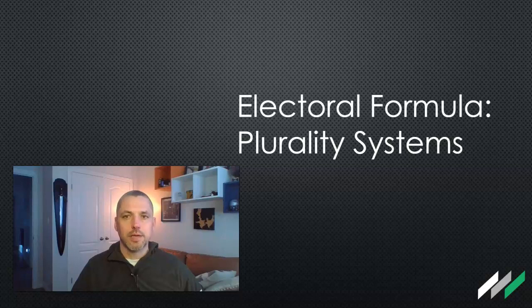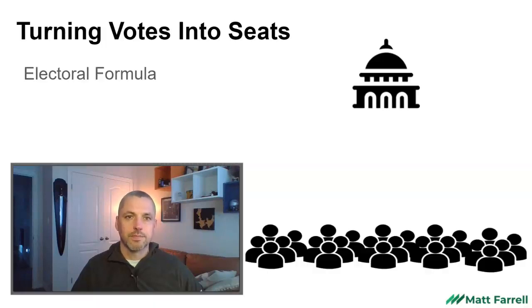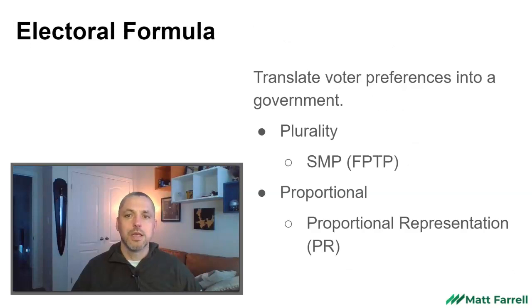In this video, we're going to look at plurality election systems. At election time, there needs to be a mechanism to translate voter preferences into a government, and we call that the electoral formula. The electoral formula is a mathematical calculation that tries to translate voter preferences into some kind of government. And there are two main ways of doing that.